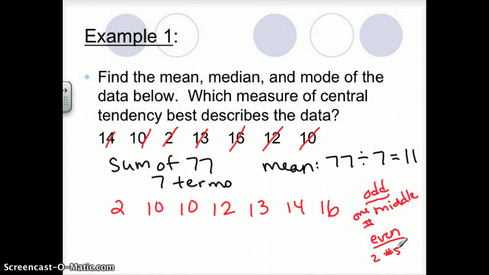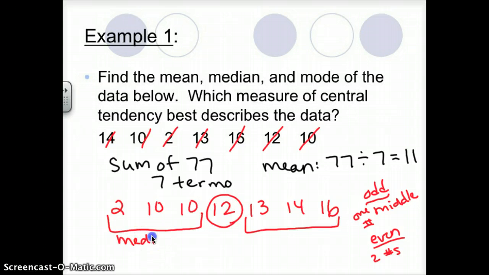So we can see here, there are three numbers over here and three numbers over here. So there's just one number in the middle, a 12. That means 12 is my median. If I hadn't had the 16 or something, then 10 and 12 would have both been in the middle, and I'd have to take the average of those.